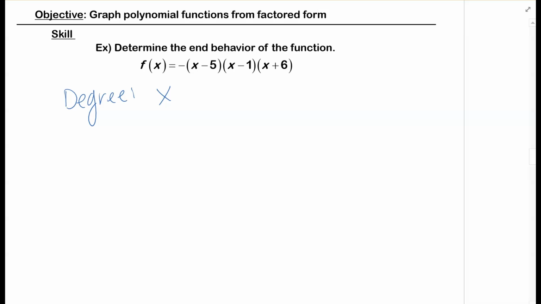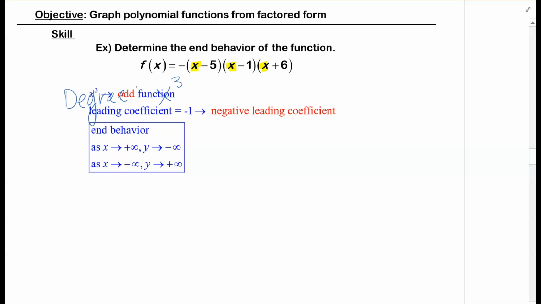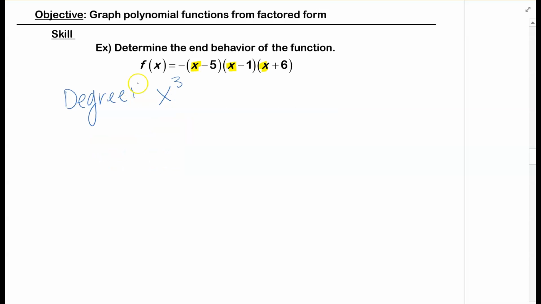I notice 1, 2, 3 x values, because I have 3 binomials, which tells me I have an x to the third power. So my degree here is x to the third power. And an x to the third power tells me that this is an odd function.